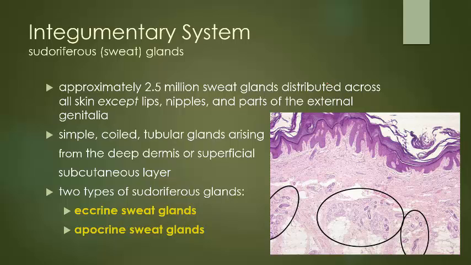The secretory region of it is coiled, and it's a tube, and they're found embedded down in the deep dermis, or sometimes even into the superficial subcutaneous layer that's beneath the skin. And there are two types of sweat glands. There are the eccrine sweat glands and the apocrine sweat glands. And so we'll talk about the eccrine sweat glands first.